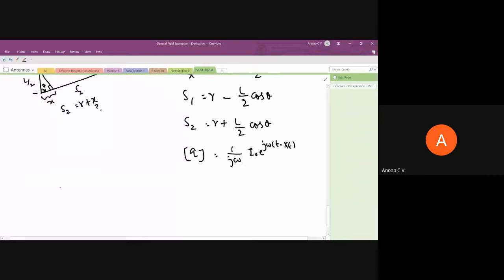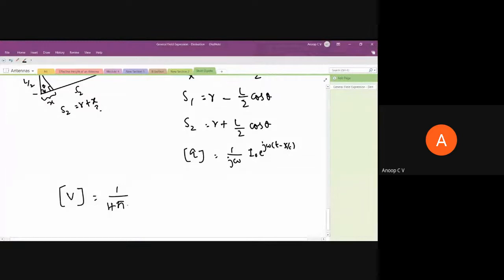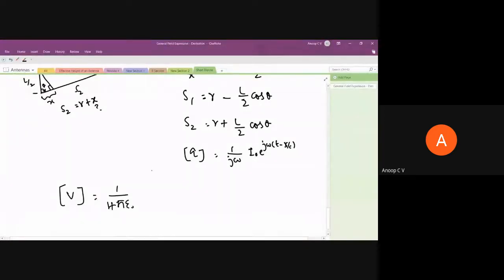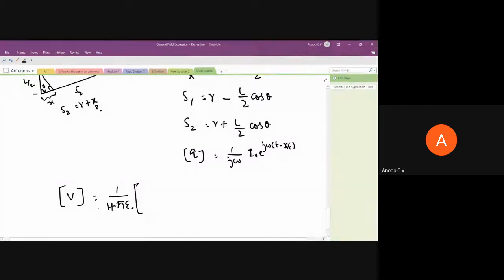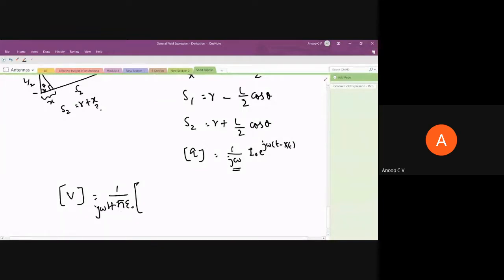Now what we have to do is apply these things in this, that is 1 by 4 pi epsilon naught. Q is actually 1 by j omega. I am taking that j omega common out, since in both cases j omega will be there. Then I naught is also a constant and common in both cases, so I am taking I naught also common out.